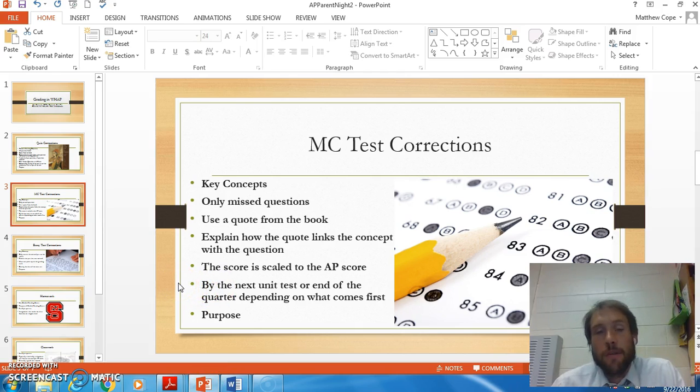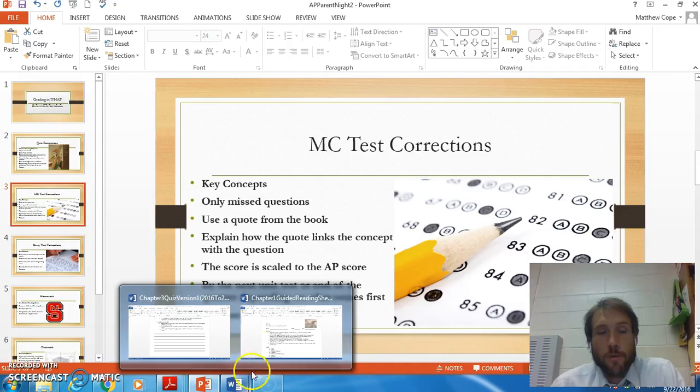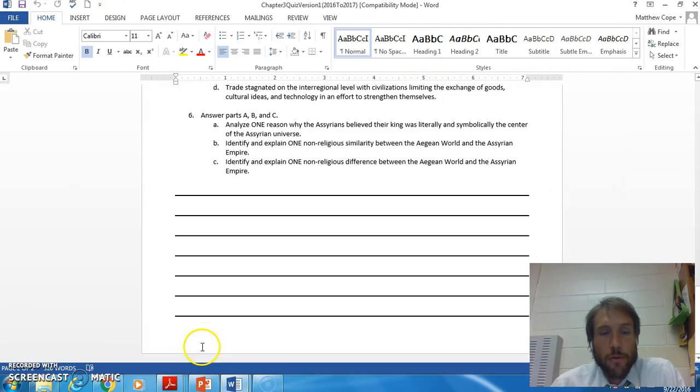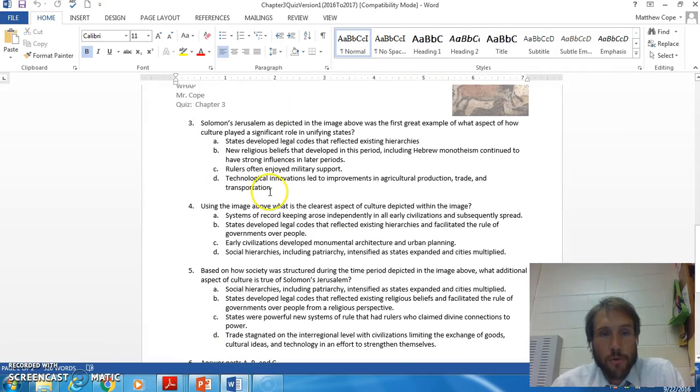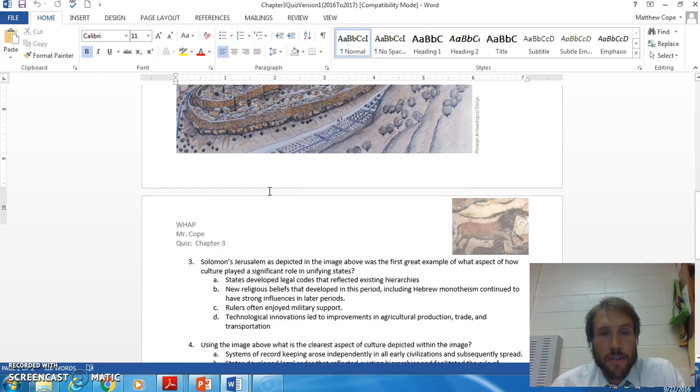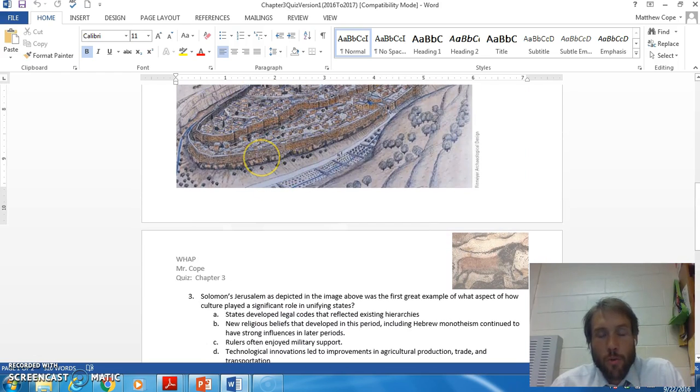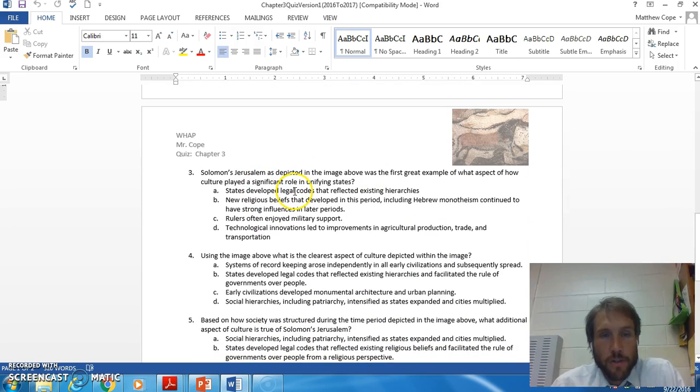The test corrections need to be completed by the end of the next unit or the end of the quarter, depending on which one will come first. And again, the reason for doing this is so that the students see that every question they are being asked links to a key concept, and they get used to the language that is being used in the key concepts so that they'll be better prepared to see those types of questions on the AP exam. And again, those questions will look very similar to the questions that you would have seen on the multiple choice test for each quiz, where you have an image or a reading that you have to deal with and then answer questions based on that.